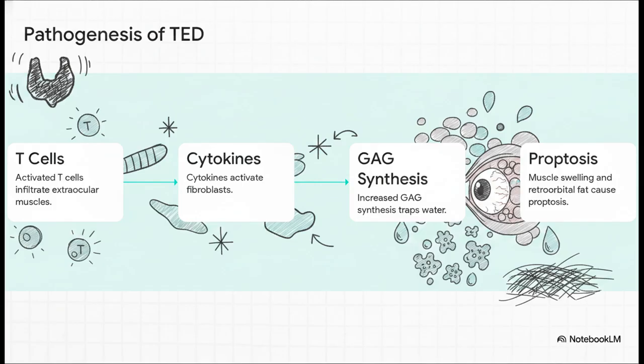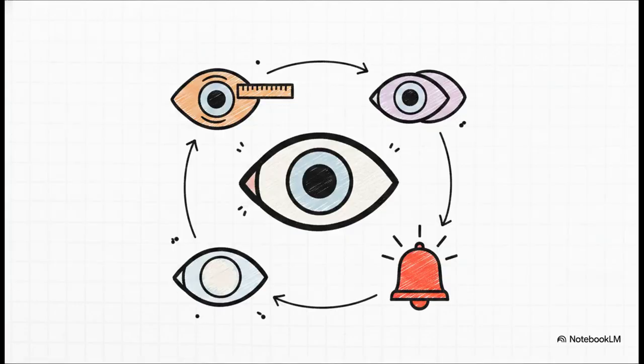It begins when activated T cells infiltrate the extraocular muscles. These cells then release inflammatory cytokines, like interferon gamma and TNF, which essentially activate local fibroblasts. These hyperactive fibroblasts then ramp up the synthesis of glycosaminoglycans, or GAGs, and GAGs act like microscopic sponges, trapping massive amounts of water. This leads to dramatic muscle swelling and, alongside increased retroorbital fat, it pushes the eye forward, causing proptosis. The absolutely crucial thing to remember here is that late in the disease, this swelling can turn into irreversible fibrosis. To clinically grade this, we use the NO-SPECS scoring system.